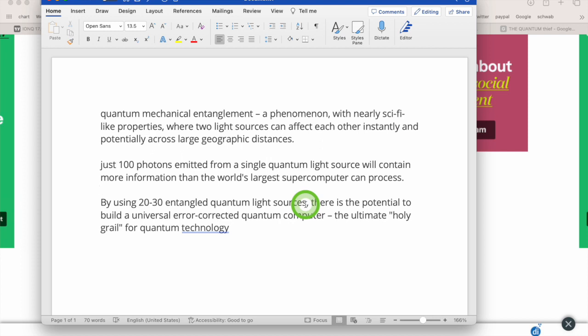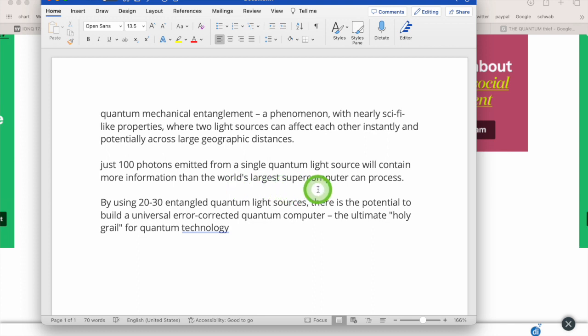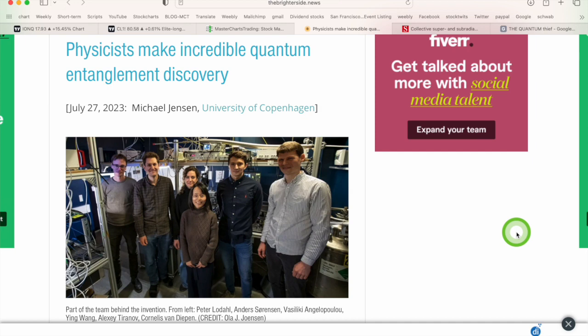And if I understand this article correctly, if they do this with 20 or 30 entangled quantum light sources, then they can create a quantum computer which would be faster than the largest supercomputer currently in existence. So we're talking about breakthrough, science-fiction potential for technology, various communications, and the speed of processing. Very exciting kind of breakthrough, if this is correct.